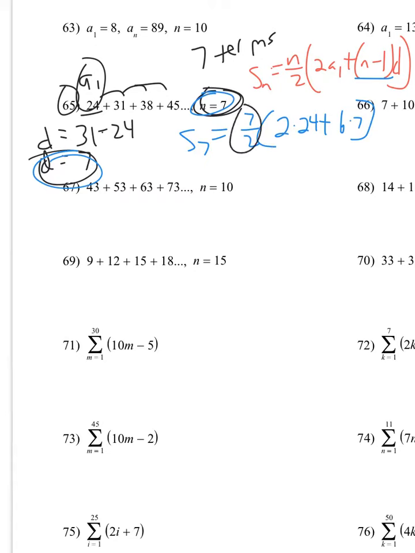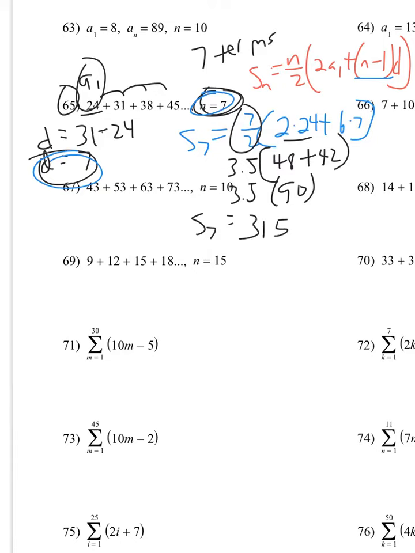I'm going to go ahead and do this division right out front here. That's 3.5. And this will be 48, 2 times 24, plus 42. 48 plus 42 is equal to 90. And then I'm going to take 90 times 3.5. So S7, 3.5 times 90. You do that on your calculator, it's 315.